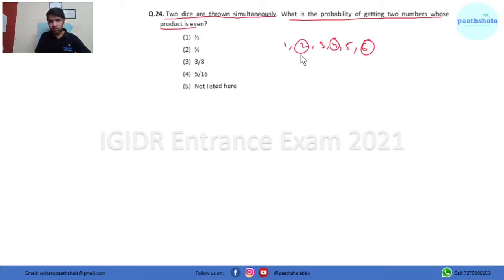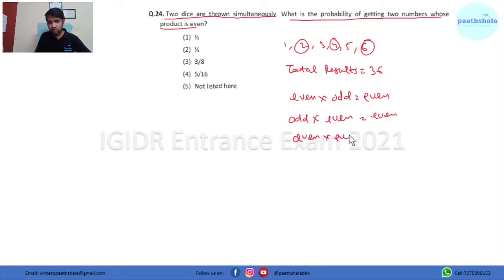And if you're throwing two dice, your total results will be 36, because in one die you have 6 results, in another die you have 6 results. So combining these two dice, you will get 36 results, out of which the product should be even. The product will be even when an even number is multiplied with an odd number, or an odd number is multiplied with an even number, or even into even, all of which will give you even.